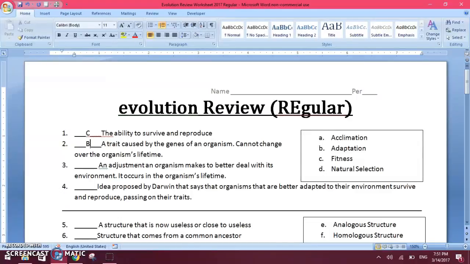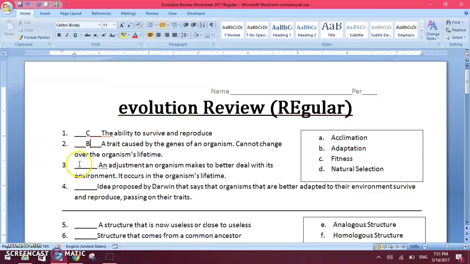It's a trait that somebody's born with. They don't have to learn it over time. They don't have to develop it over time. It can't be changed really because it's in the genes. And an organism doesn't change its genes or its DNA over time. Okay, so for example, knowing that you need to hibernate in the winter or knowing to fly south when it gets cold out. Those would be examples of adaptations.